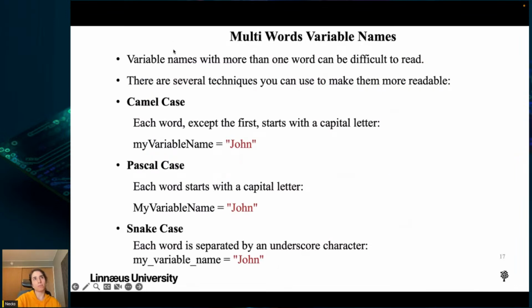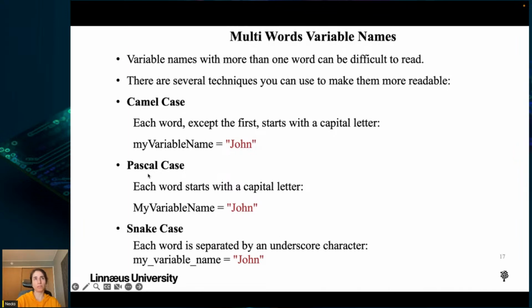Multi-word variable names. Variable names with more than one word can be defined. It can be difficult to read, so there are several techniques you can use to make them more readable. One is camel case. Camel case says that each word except the first starts with a capital letter. My variable name, as you can see, M is small, and V in variable and N in name are capital. This is called camel case.